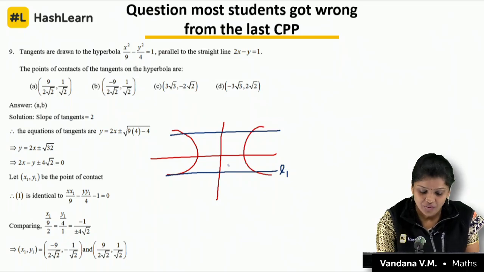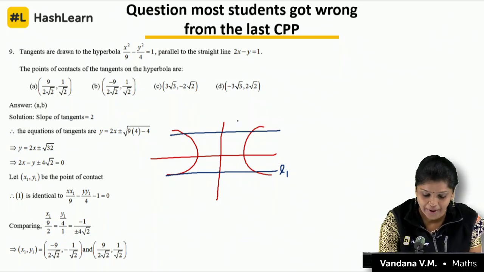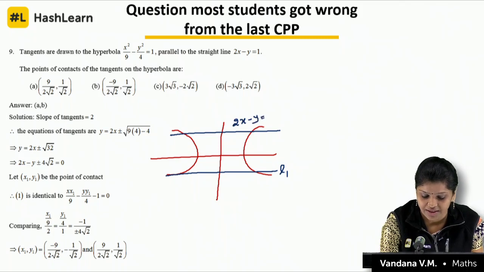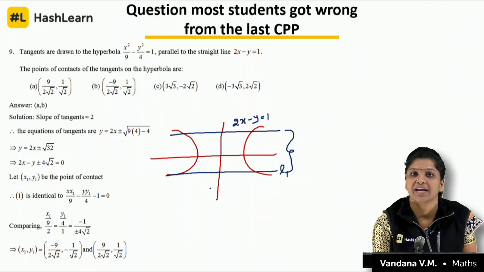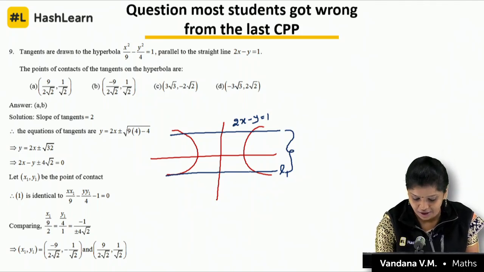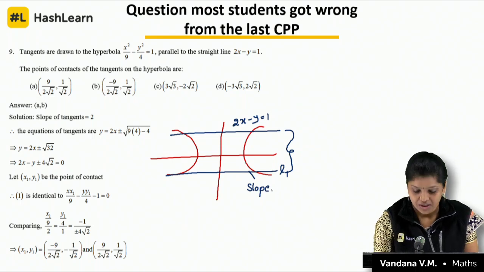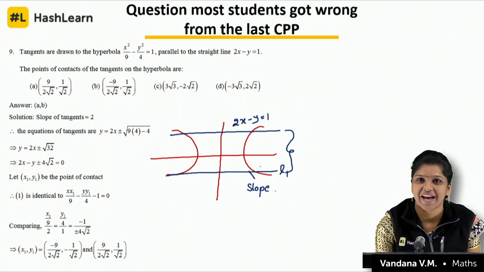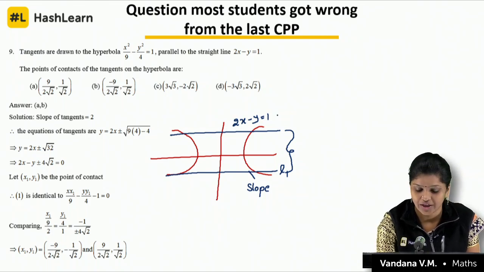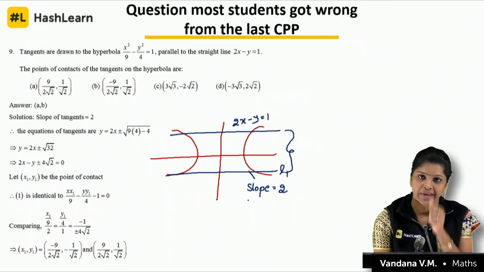Now, this tangent is parallel to the line 2x minus y = 1. When these two lines are parallel, the slope will be the same for both lines. So, what is the slope here? 2. So, for this line also the slope is 2.